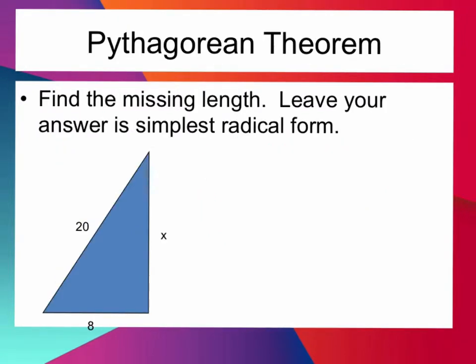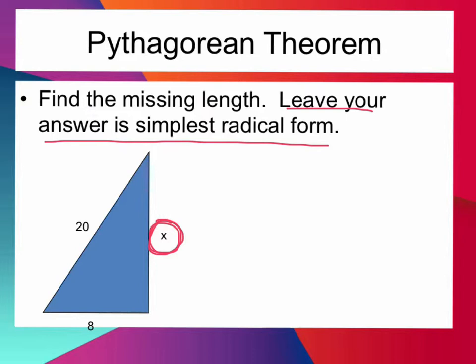This is not a Pythagorean triple, but we can still apply the theorem to this right triangle. And we're going to be looking for the missing side length of x. So that could be a or b. Notice that it says leave your answer in simplest radical form. I want to remind you to pause the video, write down what's on the slide, and then resume when you're ready to follow along with me.